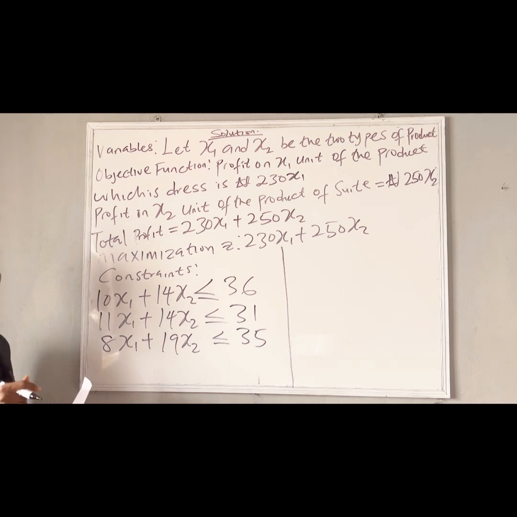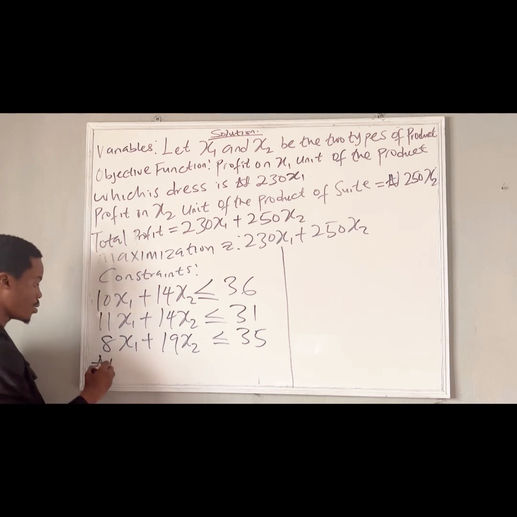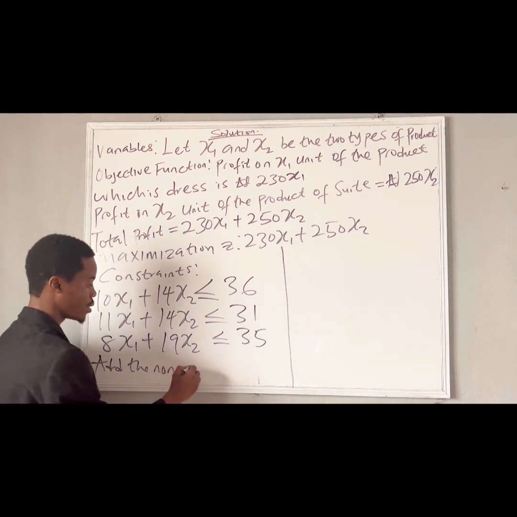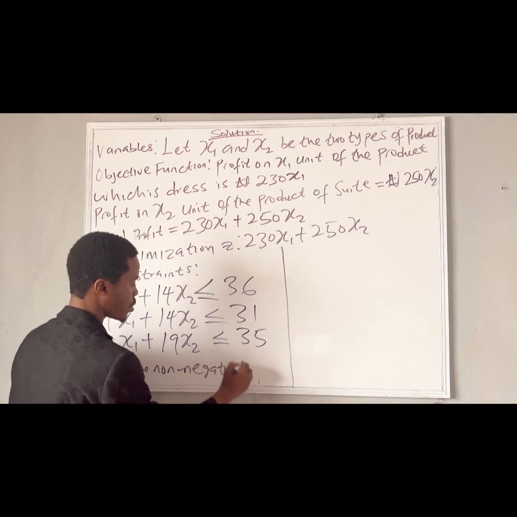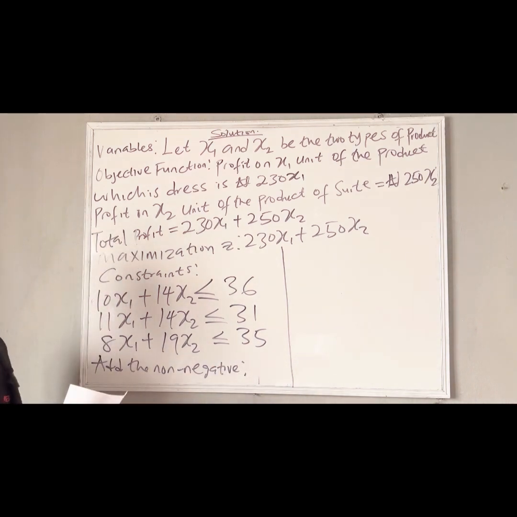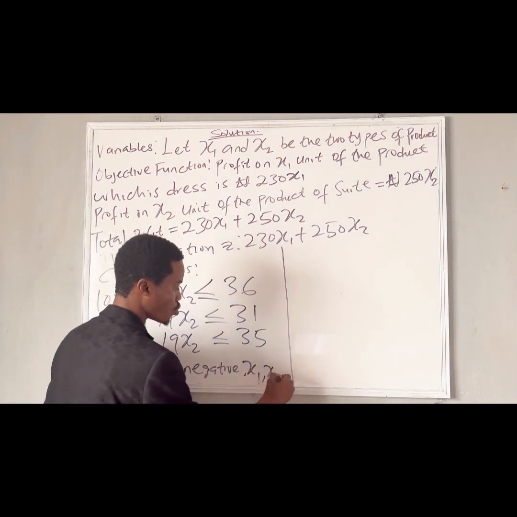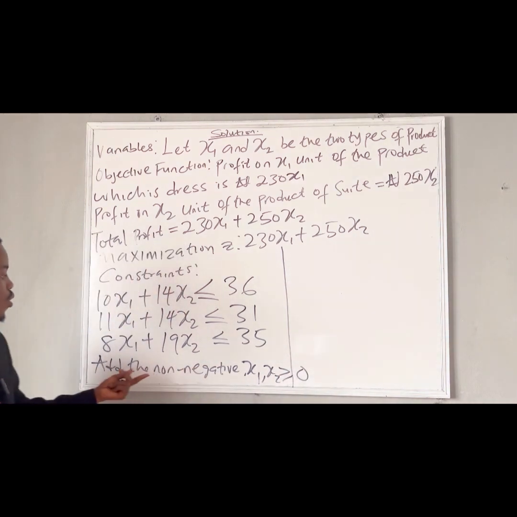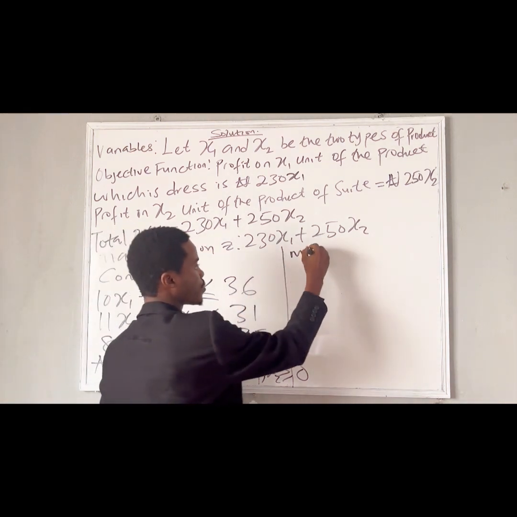Since we have put the constraints, our last step is to add the non-negativity. Remember that non-negative means our value is not negative, not less than 0. So x1 and x2 are greater than or equal to 0.